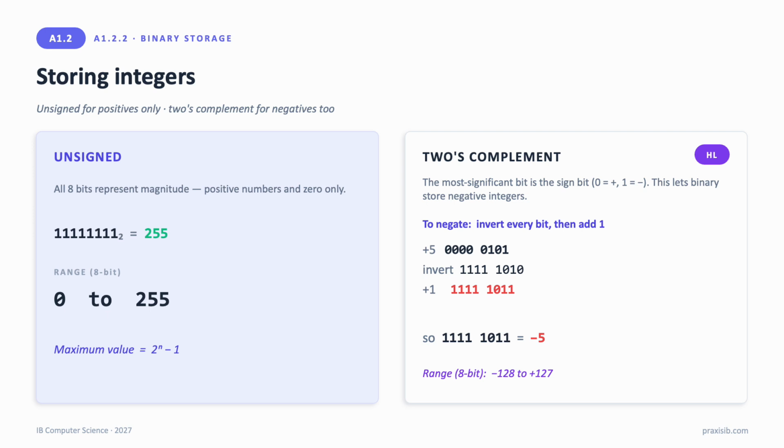The idea is that the leftmost bit, the one worth the most, gets a special job. It becomes the sign bit. If it is a 0, the number is positive. If it is a 1, the number is negative.